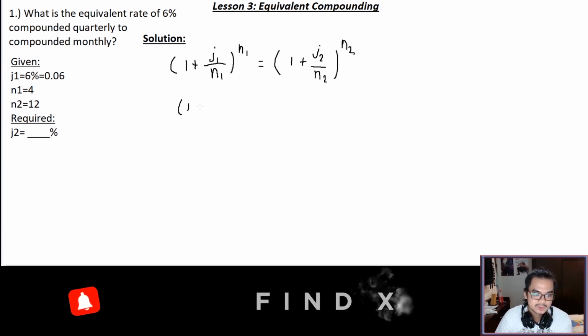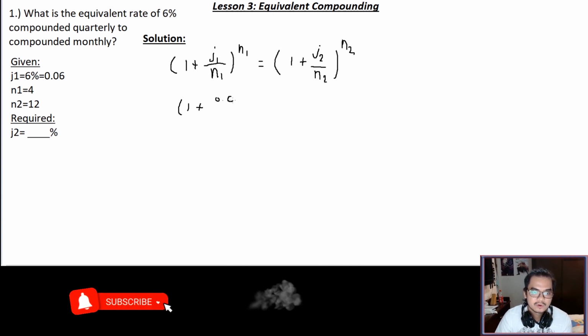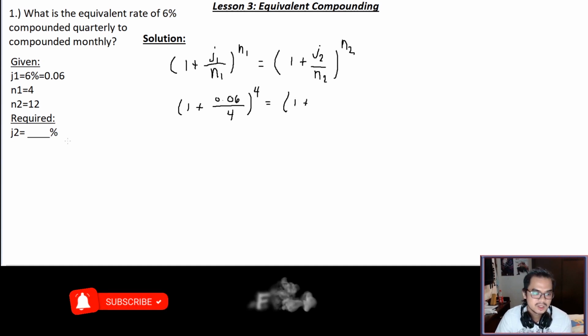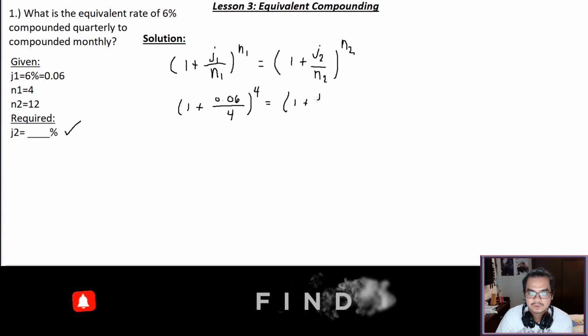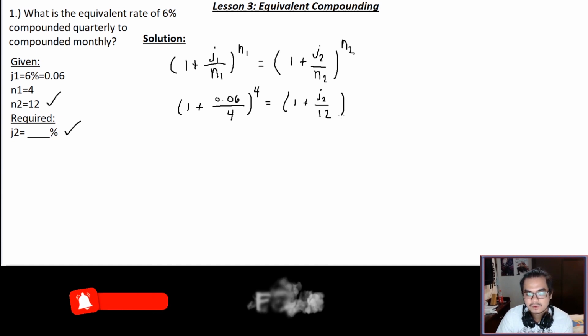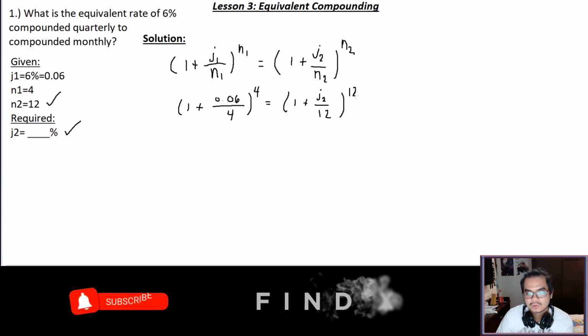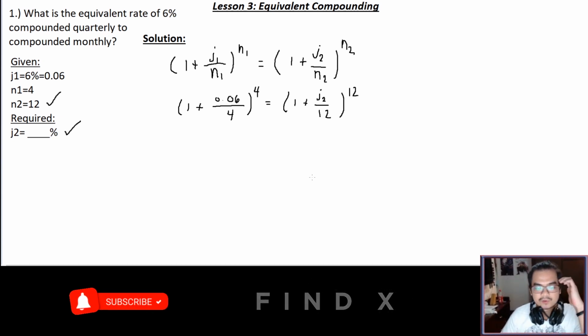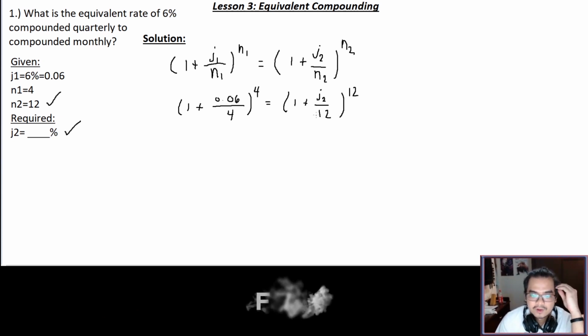So substituting all the givens, J1 will be 0.06 over N1, which is 4, raised to N1, which is also 4, and this will be equal to 1 plus, now J2 is what we are looking for, right? So this will become J2 over N2. Our N2 is 12, raised to 12. Okay, so all we have to do is find the value for J2.